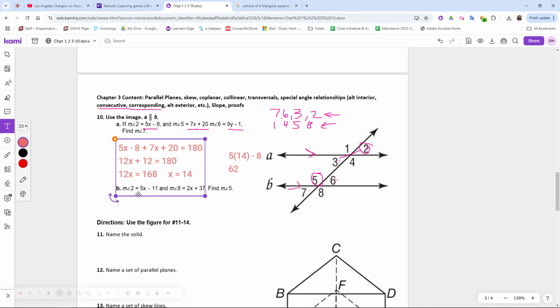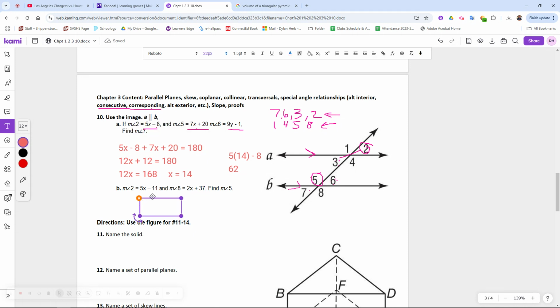On this one, it gives me 2 and 8. 2 and 8 are also not equal to each other. They are also what we would call supplementary. 2 and 6 are equal because they're corresponding, and then 6 is supplementary with 8, so 2 is supplementary to 8. So we would be setting those equal to 180 degrees, same as the last question.